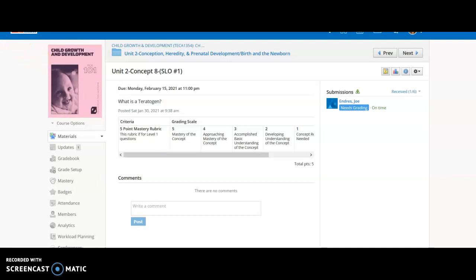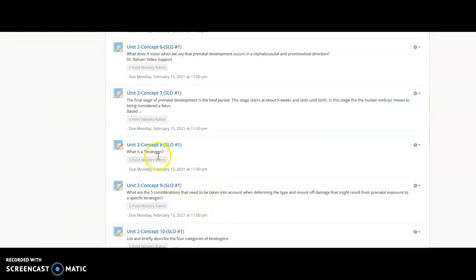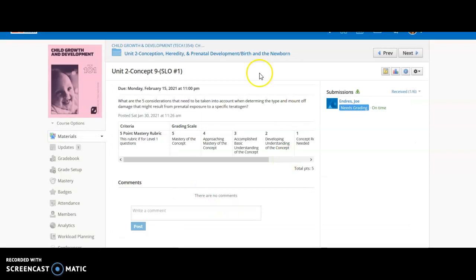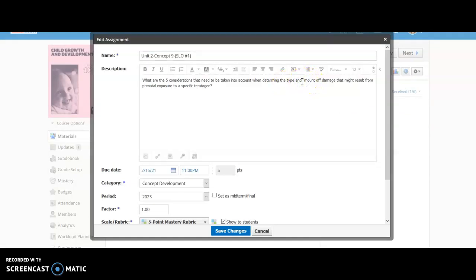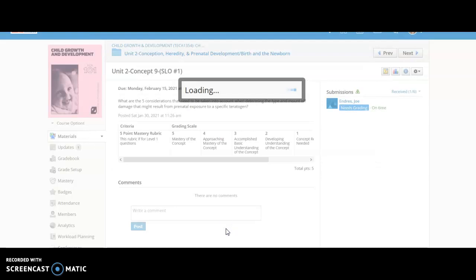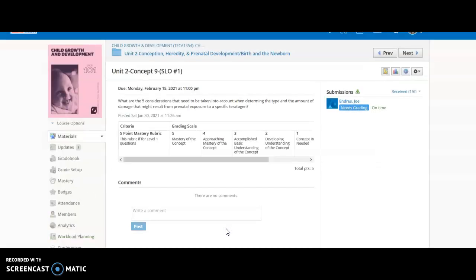Let's go back over here because I think the next one is for you too. After you define it in Concept 8, you're going to go over to Concept 9 and say what are 5 considerations that need to be taken into account when determining the amount of damage that might result from prenatal exposure to a specific teratogen. That should say the amount of damage, not the type. Let's change that. I always hate doing this because I'm always going to find something. Common teratogens are in our book.